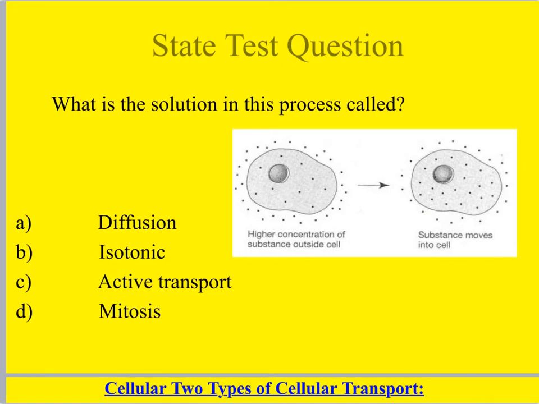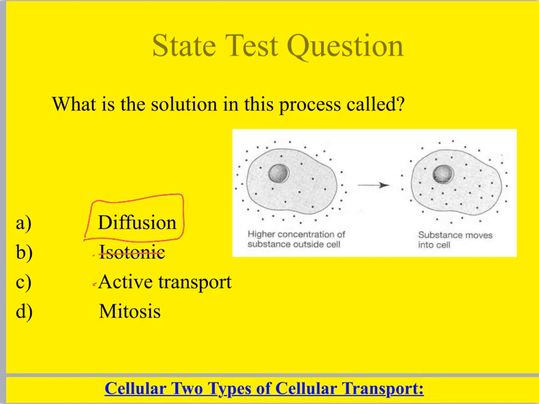What is the solution in this process called? Okay, so it's looking at a higher concentration of substance outside of the cell, and then the substance will move into the cell. So that would be high to low. And so hopefully you knew that that would be diffusion. Okay, this is not isotonic because there's no net movement.